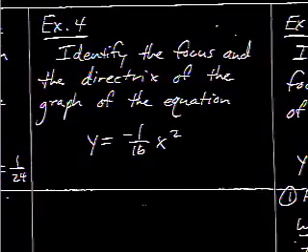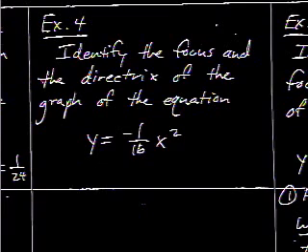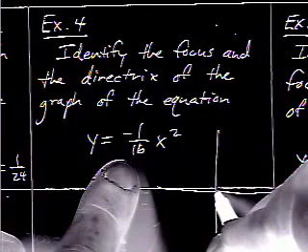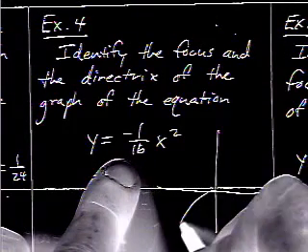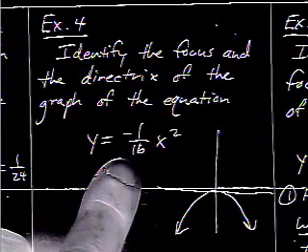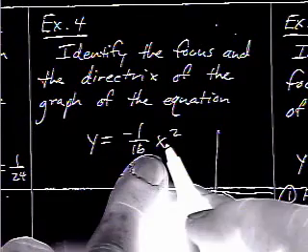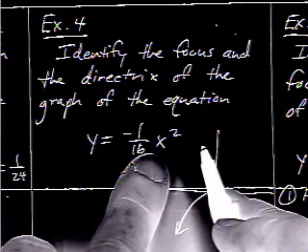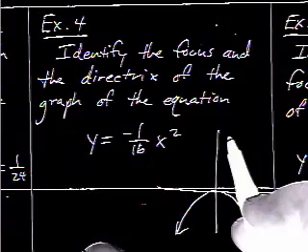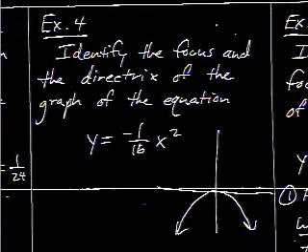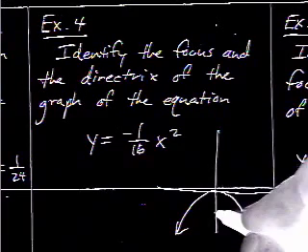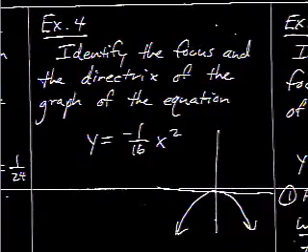Identify the focus and directrix of the graph of the equation y equals negative 1/16 x squared. Okay, so I'm just going to draw a quick little picture here. We know that this is an up and down variety, and because that's negative, we know that it opens down. It is centered at the origin because there's nothing being added to x before it's squared, and there's nothing being added out here. So we know that it's 0 for h and 0 for k. So once we find our distance c, we're going to be going down to find the focus and up to find the directrix.